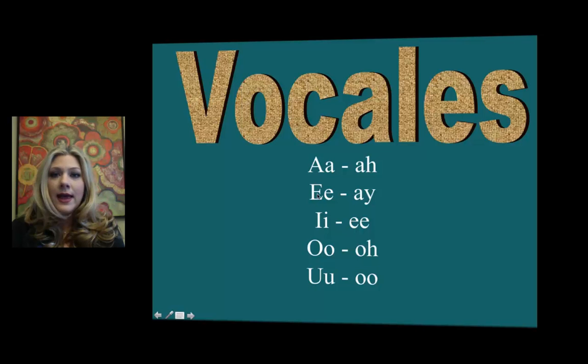Tenemos A, E, I, O, U. So make sure you're looking at the letters and saying the sound correctly. A, E, I, O, U. And some of these are a little backwards from what they are in English, so you really have to reprogram your brain by looking at the letter and pronouncing it correctly. A, E, I, O, U. Okay, and now we're going to do a few practice activities to see if you understand the difference between these vowels.